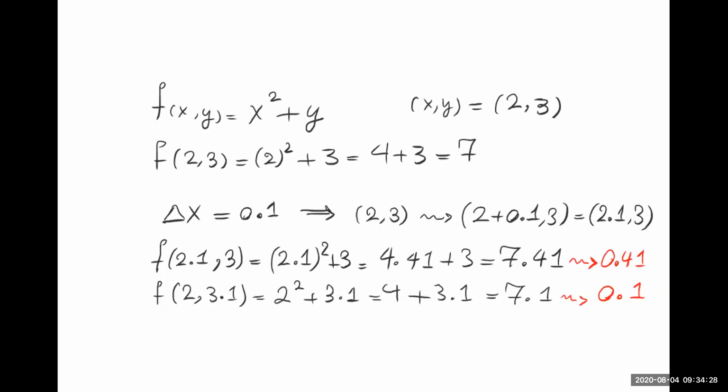So changing x affects f more than changing y. Now, what is the reason? Why is f more affected, like f depends more on the change of x rather than the change of y? Why is that?